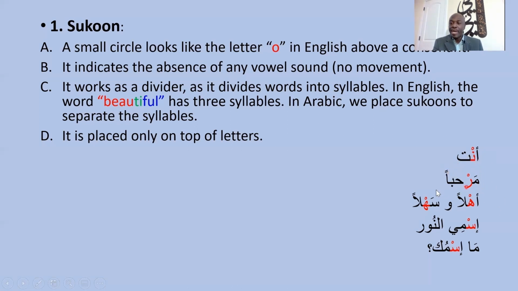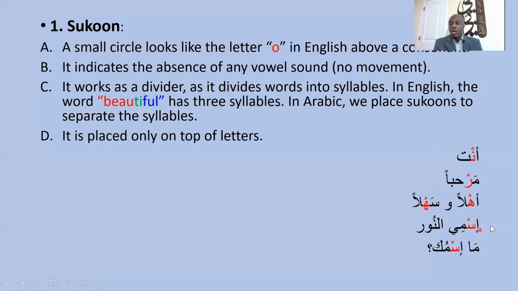Let's move to marhaba. Marhaba is welcome. We separate the two syllables: mar, that's the first one. We put the sukoon on the letter ra, and then ha, ba, marhaba. Let's move to ahlan wa sahlan. Ahlan: we put a sukoon on the letter ha. Wa is and. Sahlan: sah. We put the sukoon when we hit the brake, sah, sahlan.